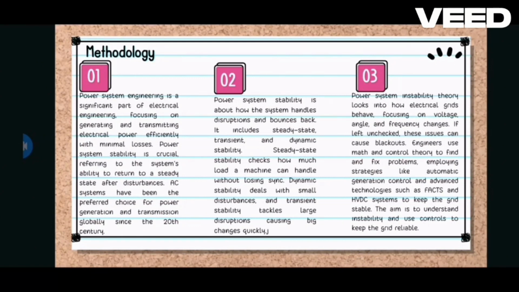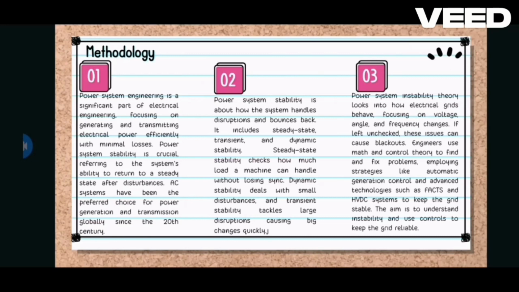So in the methodology part, there are 5 points to discuss, which are power system stability theory, definition of power system stability, power system instability theory, type of power system stability and type of disturbance, and last but not least, how to determine the critical clearing time and angle.